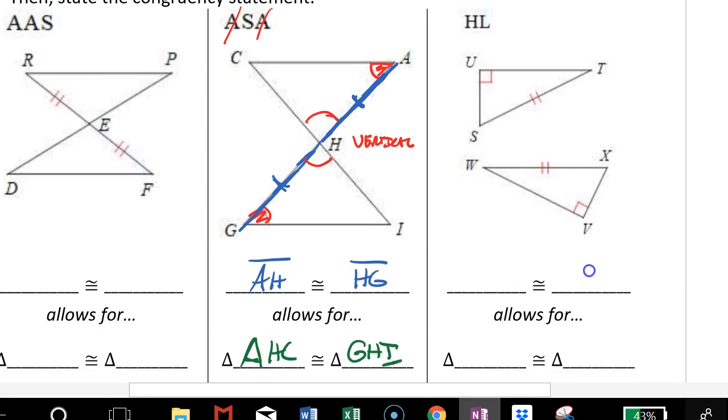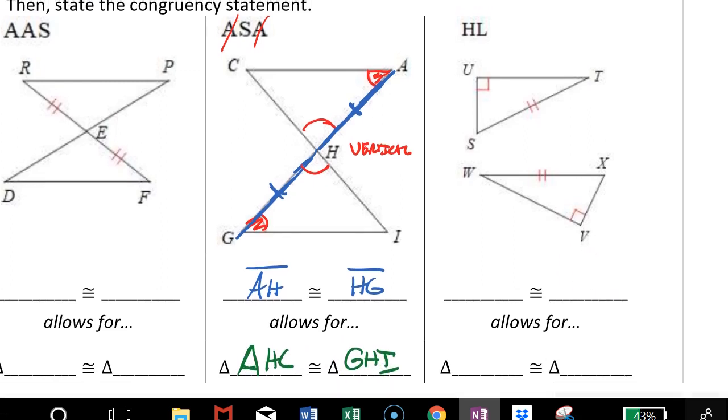Lastly, hypotenuse leg. I'm given a right angle. That's kind of key for hypotenuse leg. And in this case, I'm given that the hypotenuses are congruent. Hypotenuses. Hypoteni. I don't know.